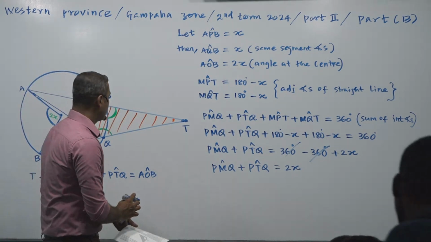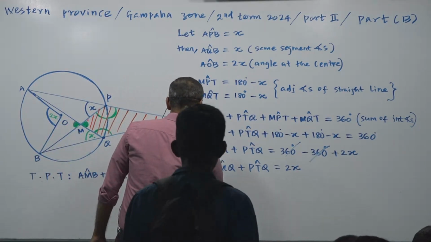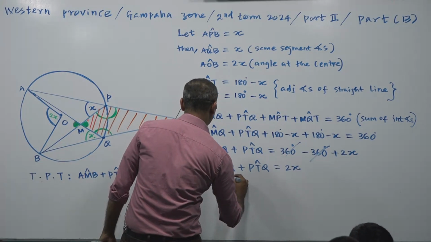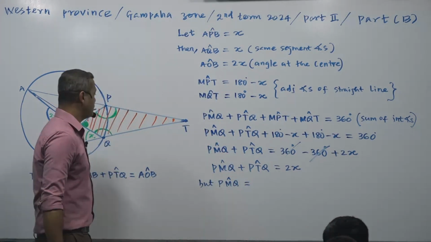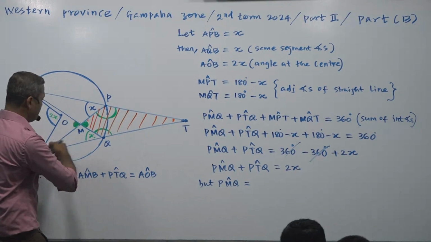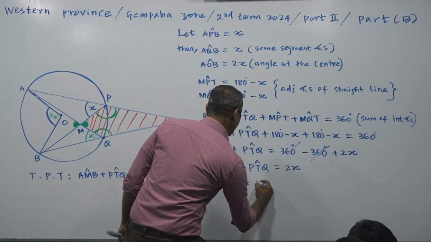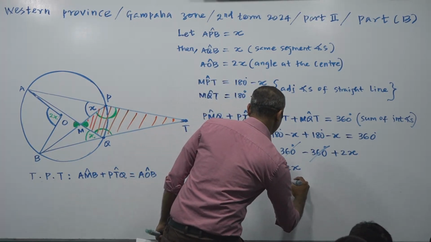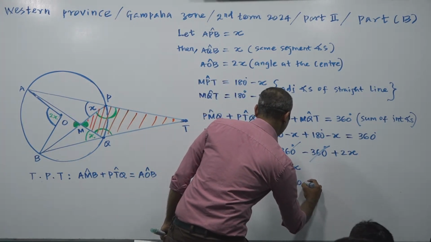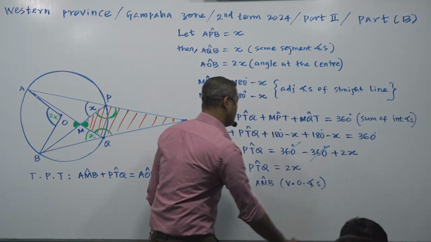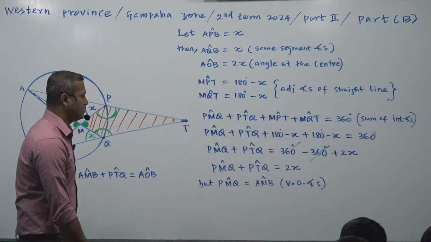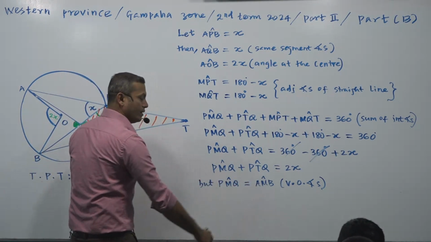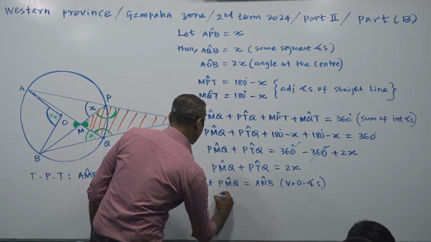Be on time. But we can say PMQ is equal to what? PMQ is equal to AMB. Why? Because vertically opposite angles are equal. So now you can substitute PMQ with what? AMB.